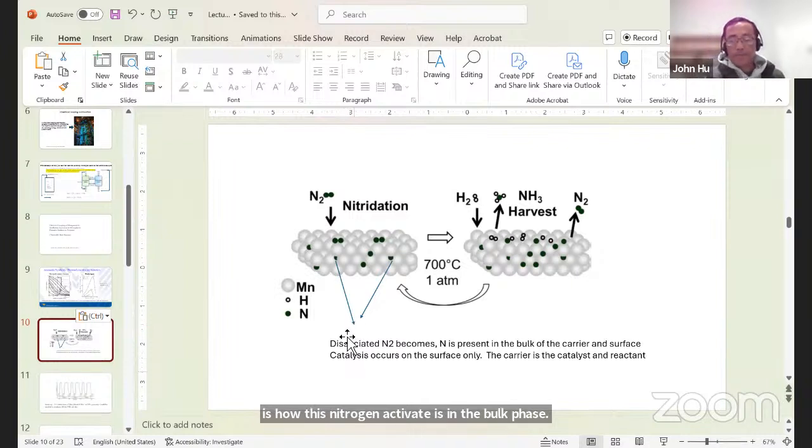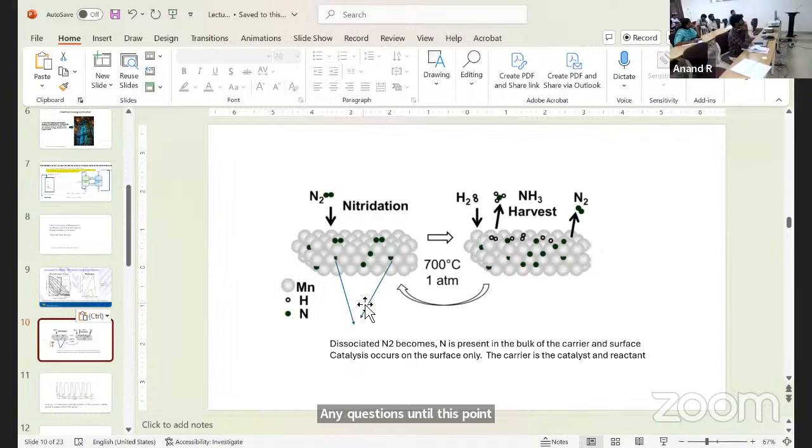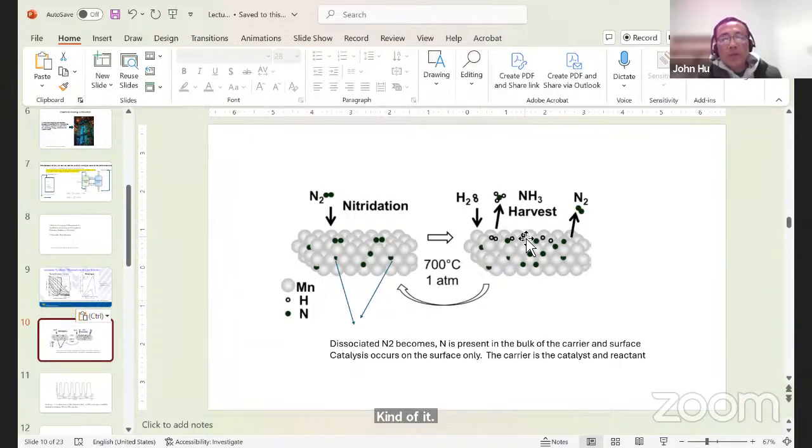Okay. Any questions until this point? Yeah. Sir, chemical looping and this slide is catalysis. Surface catalysis. Hello, sir. Chemical looping, yes, you can get a surface, and then, basically, very good question.